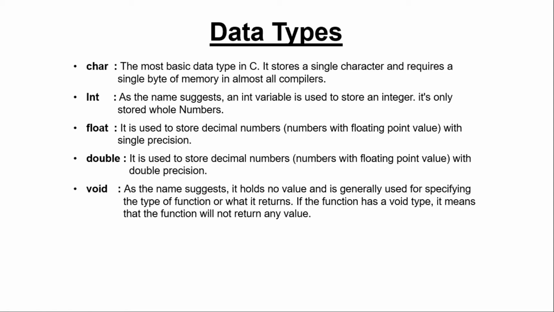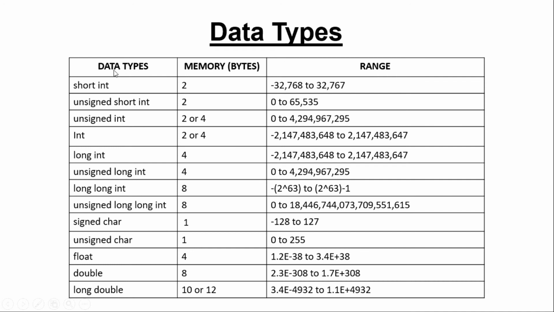Let's see some data type ranges and their memory allocation in bytes. Over here: data types, memory bytes, and range. Short int allocates 2 bytes of memory and its range is -32768 to 32767. Unsigned short int is 2 bytes and 0 to 65535. I cannot explain all about this. You can read it once and you will get the idea.